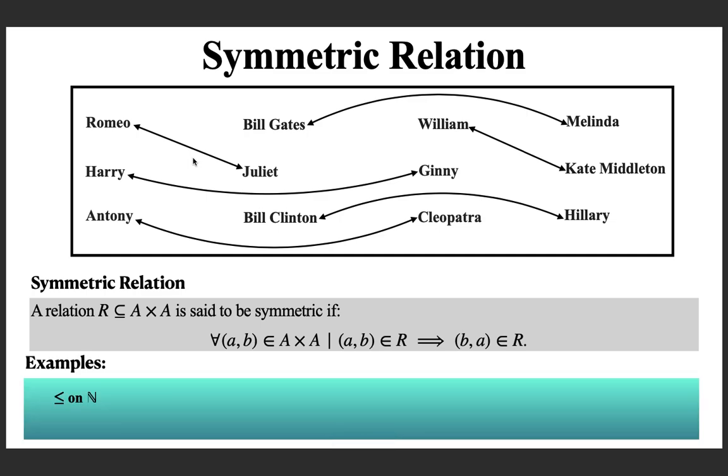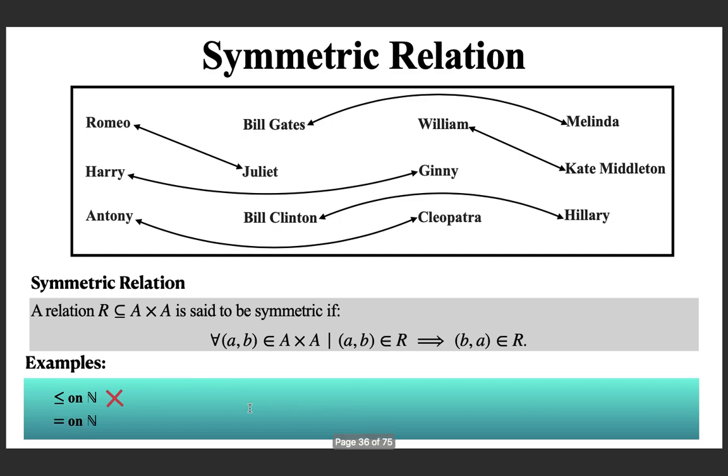Example: less than or equal to on the full set of natural numbers. Do you think that it is a symmetric relation? What is your guess? I hope you guessed it right. It is not a symmetric relation. I am giving you a counter example. 1 is related to 2 because 1 is less than or equal to 2. But 2 is not related to 1 because 2 is not less than or equal to 1. So here we have a pair where A is related to B but B is not related to A. One counter example is enough.